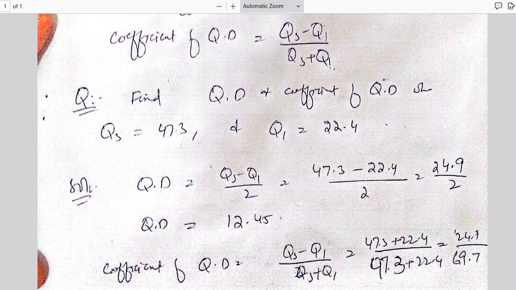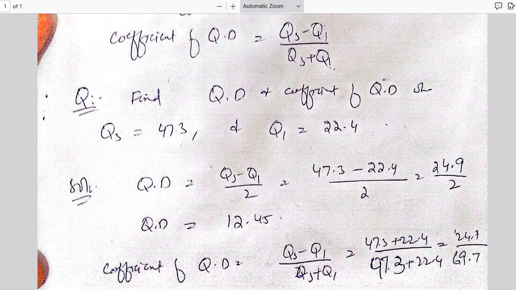So sometimes I'll give you a question asking to find the quartile deviation, coefficient of quartile deviation and semi-interquartile deviation, while Q3 and Q1 values are given. So you can just take the difference and divide that difference by 2. That's the semi-interquartile range. Okay, for quartile deviation you have to just take the difference, and for the coefficient of quartile deviation just write Q3 minus Q1 and Q3 plus Q1. This first one is minus. Okay, so that is 24.9 divided by 69.7. So this is quartile deviation.